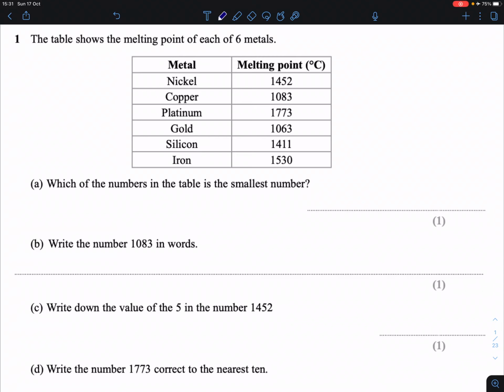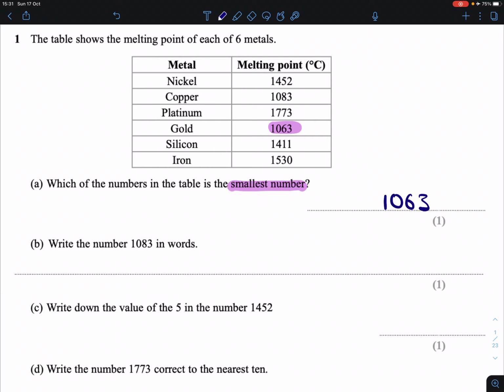Question 1. The table shows the melting point of each of 6 metals. So each of these numbers corresponds to the metal that's there. 1 part A. Which of the numbers in the table is the smallest number? So which of these is the smallest? Well, that's 1063, which means that is our answer for the first part.